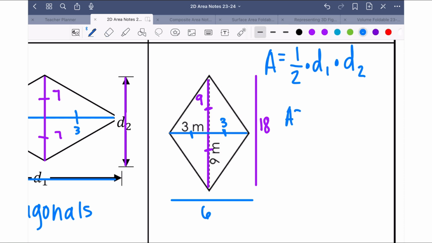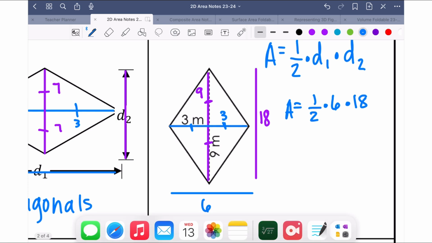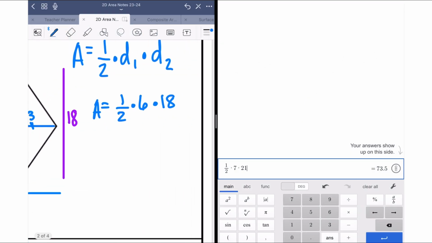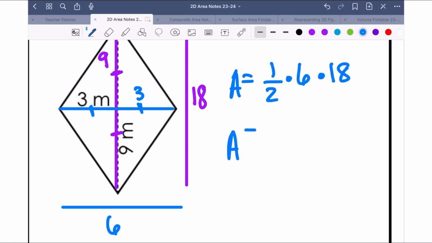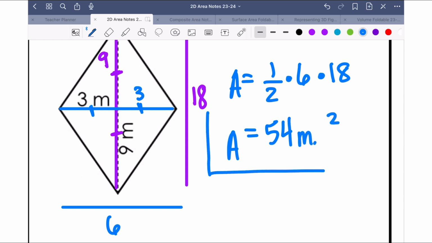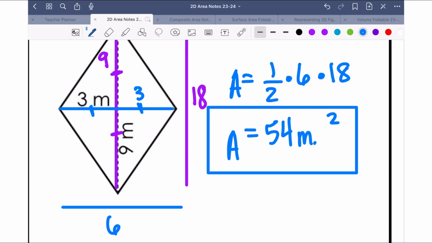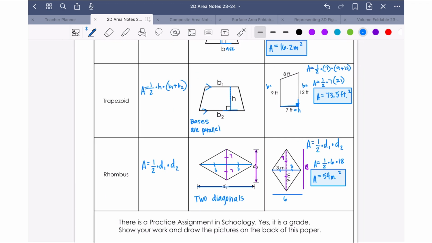All right, so we're ready to input the values into our formula. All right, 1/2 times one diagonal times the second diagonal. Let me go to Desmos. 1/2 times 6 times 18. And that is 54. So area equals 54 meters squared. All right. And that is it for a rhombus and a trapezoid.